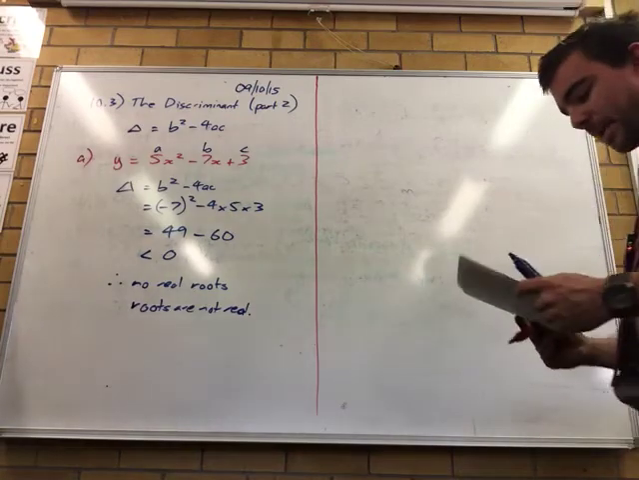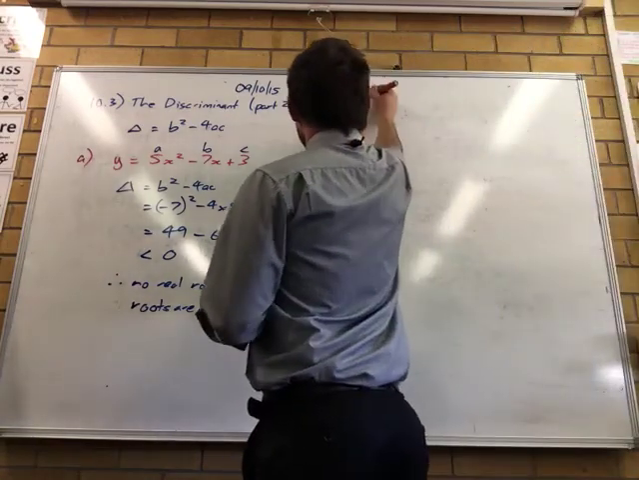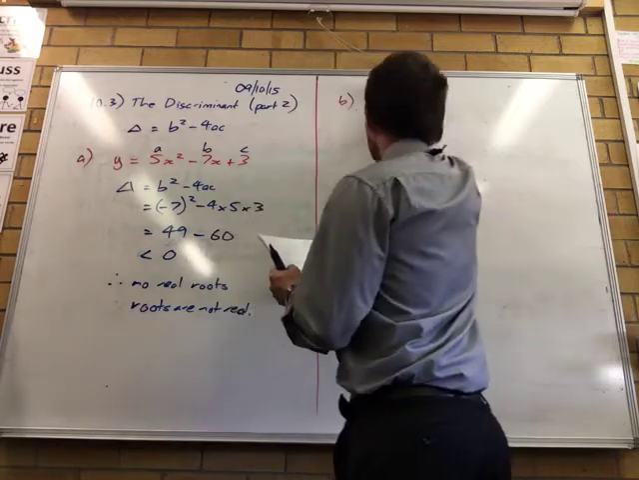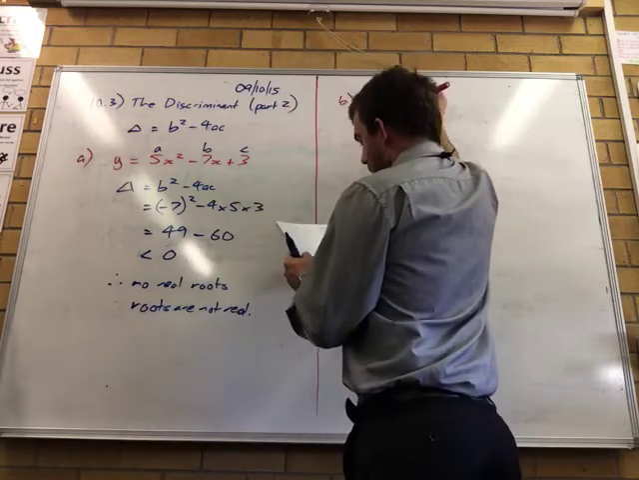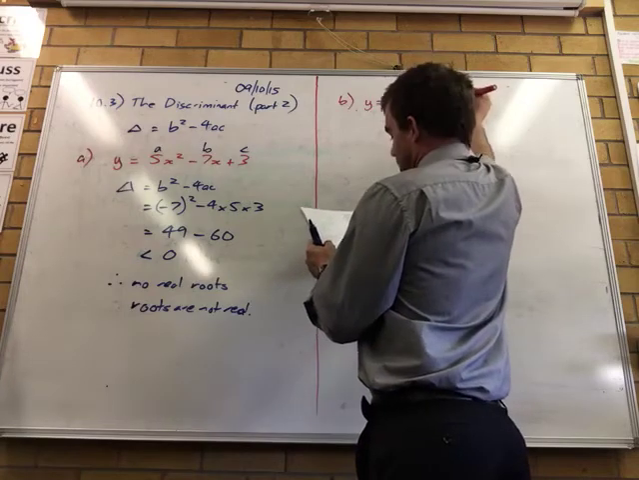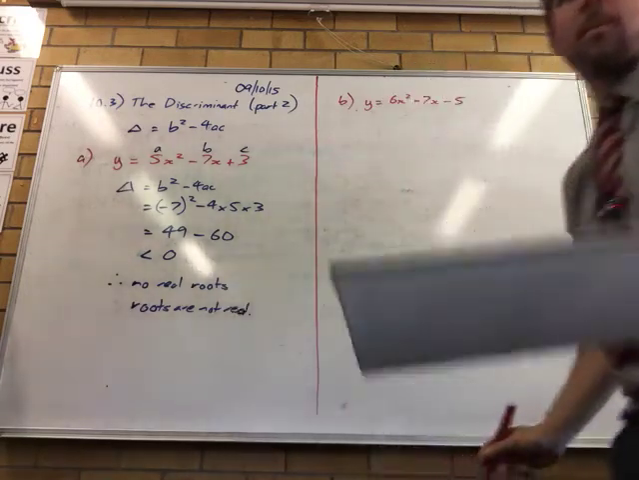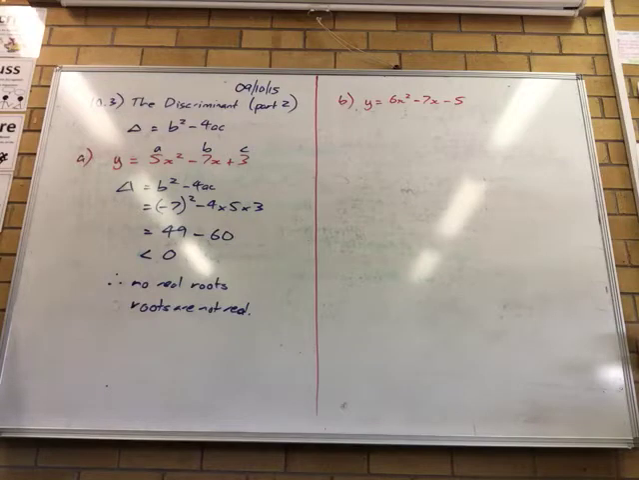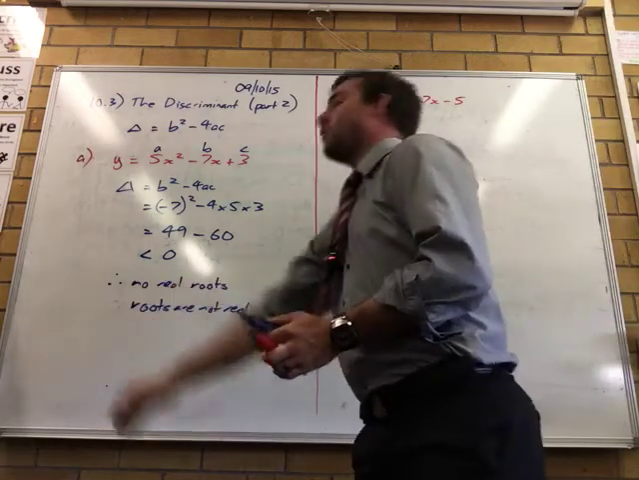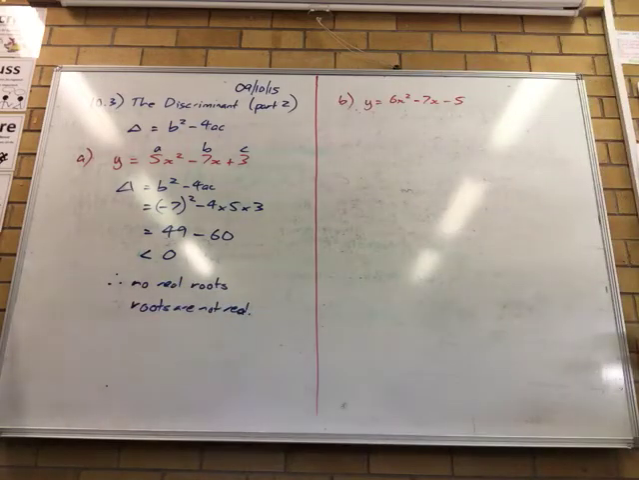Next one. B. y equals 6x squared, take away 7x, take away 5. No real roots, the roots are not real. Exactly. So how many roots, types of roots. Just covering all bases and making sure you're getting your marks there. For me, that first sentence would have been fine because it says both, but you don't want a picky marker for your HSC.